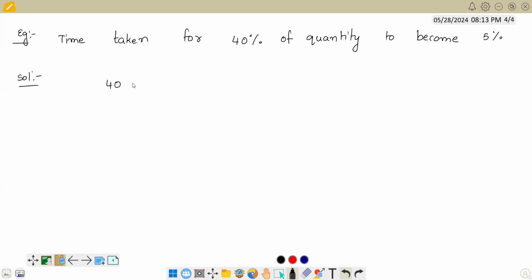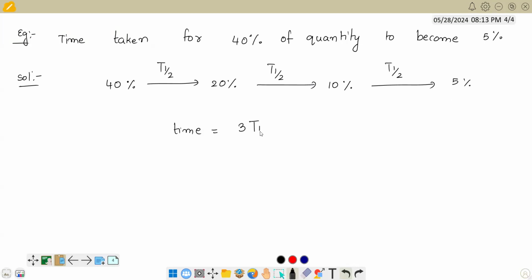So let us use our arrow method. 40%, if I take first t half, it would become 20%. Again, next t half, it would become 10%. Next t half, it would become 5%. So what is the total time taken? Time taken would be 3 times the t half, so 3 times ln 2 by lambda.